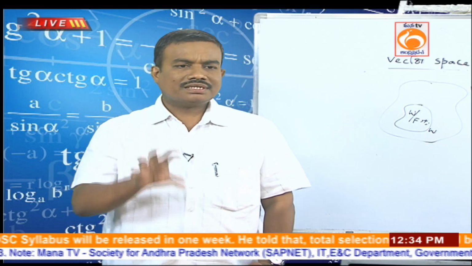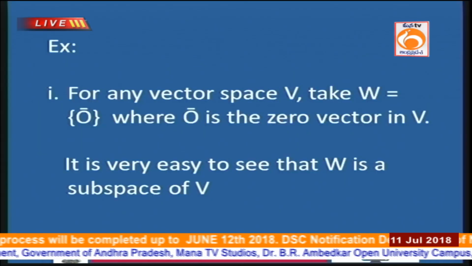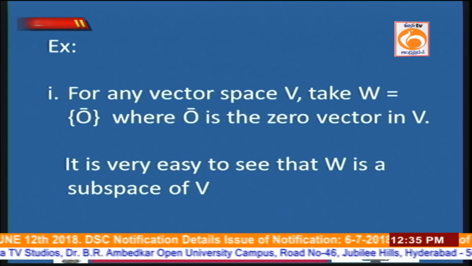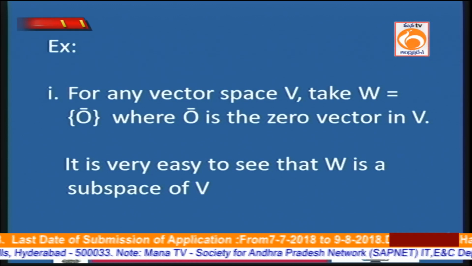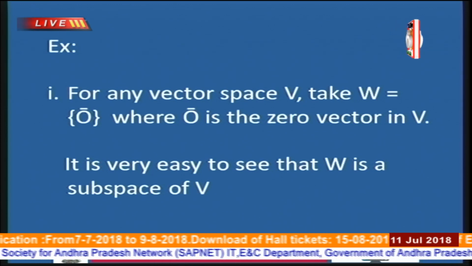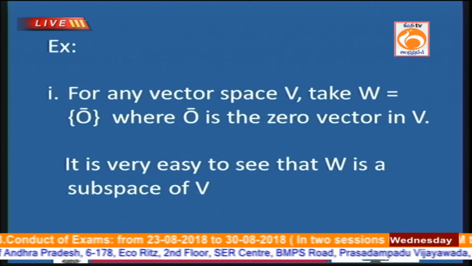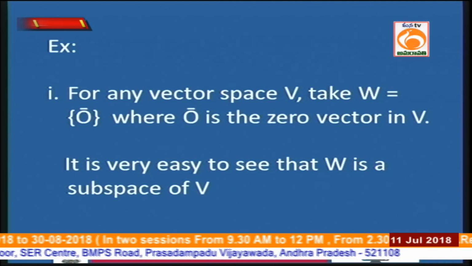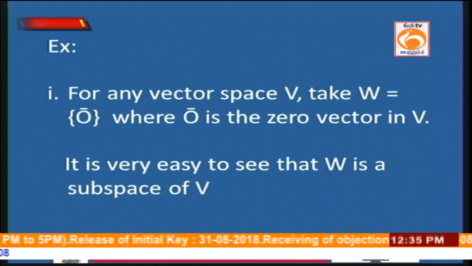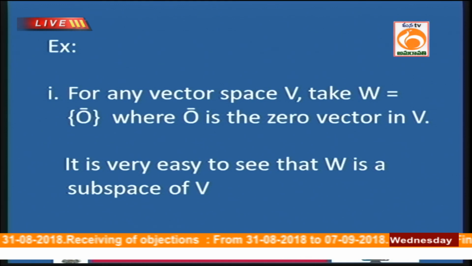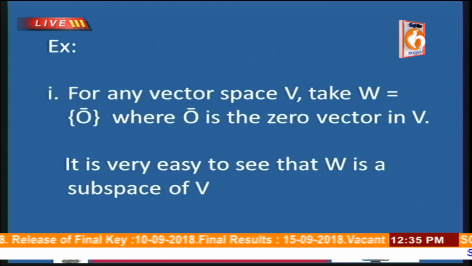So, let us look at some simple examples of subspaces. Take any vector space V and take W equal to 0 bar. What is the 0 bar? This is the 0 vector of V. Now, do you see that it is a subspace of V? Yes, because with 0 bar all the axioms will be satisfied. 0 bar is the additive identity and it is its own inverse. 0 bar dot 0 bar is again 0 bar, all the distributive properties will be satisfied, and 1 dot 0 bar is again 0 bar. So, it is trivial to see that it is a subspace of V.